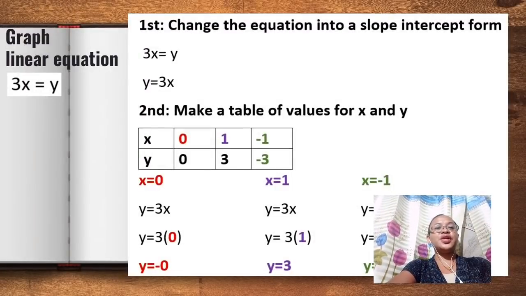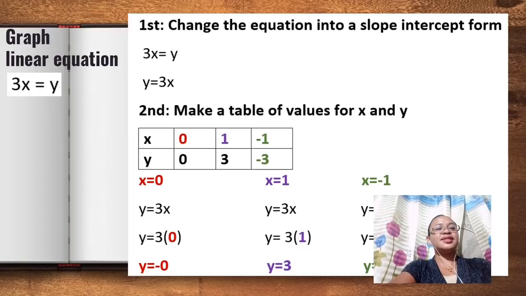Okay, graph the linear equation 3x equals y. So the first step, change the equation into a slope-intercept form. As I have told you earlier, the given is already in slope-intercept form. And we will just interchange it, so it will become y equals 3x. You see, equation is commutative, so the order doesn't matter. So y equals 3x. So our slope is 3 and the intercept is 0.